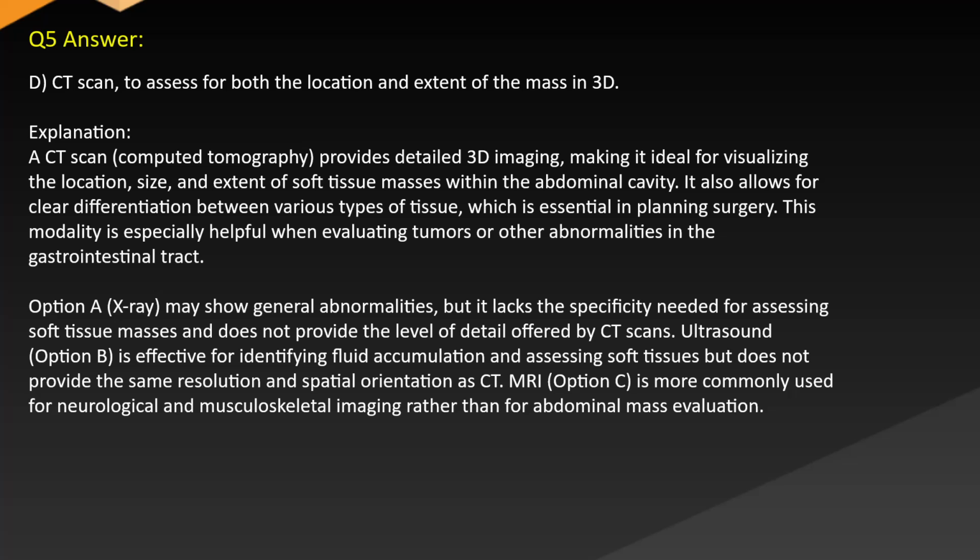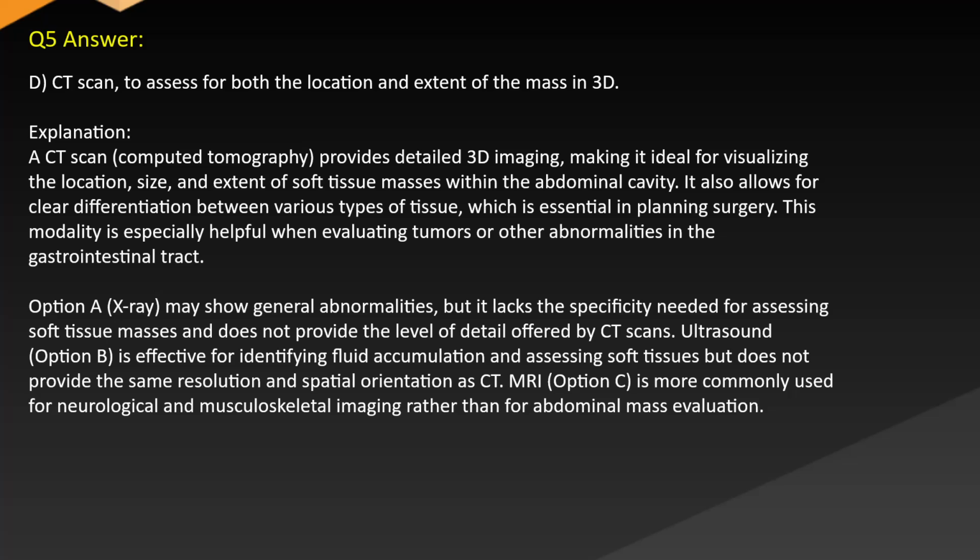Explanation: computed tomography provides detailed 3D imaging, making it ideal for visualizing the location, size, and extent of soft tissue masses within the abdominal cavity. It also allows for clear differentiation between various types of tissue, which is essential in planning surgery. This modality is especially helpful when evaluating obstructions or other abnormalities in the gastrointestinal tract.